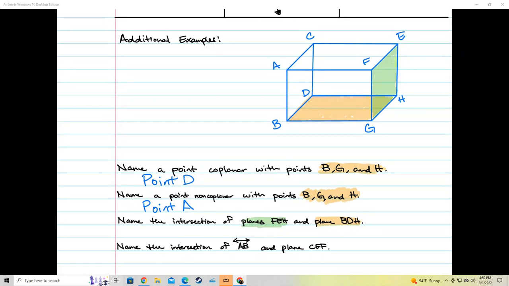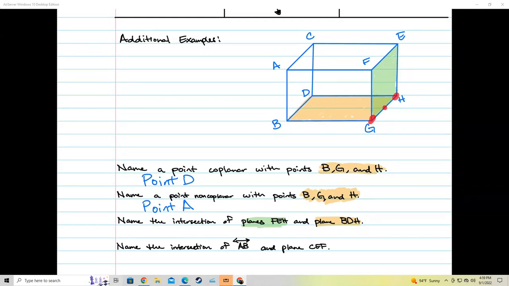This is where students can get a little confused. Where is it getting painted twice, right? Or where are those two planes intersecting? Well, some students are going to say, oh, well, they're both touching right here at G. And you wouldn't be wrong. They're definitely touching at G. It's both orange and green at G, but it's also orange and green at H. So it's G and H.